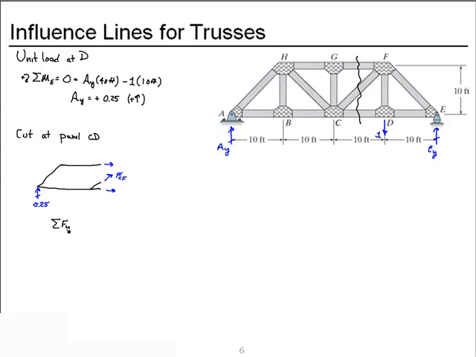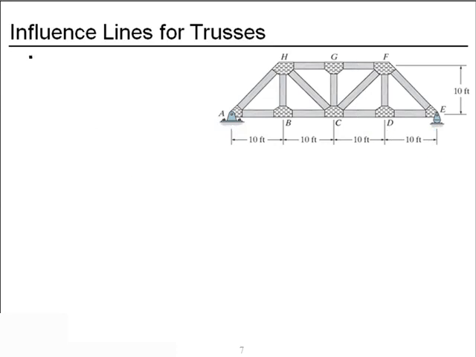So we sum forces in the Y, choose up as positive, get the contribution from the reaction at A, the contribution from member CF, and that's it. Solve for the force in member CF. We get a negative 0.354, or compression of 0.354, when we have a unit load acting at point D. So now we have all the information we need to construct the influence line.